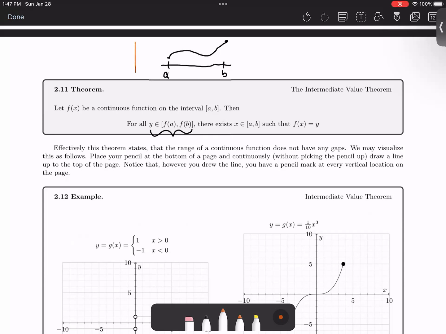Right, if this is my y-axis, then here's f of a, here's f of b. So for any y value sitting over here, there's going to be an x value in between a and b. So there's going to be some x value here such that if I map the x value underneath my function, I get that y value. Right, so you could pick this y value, and there's going to be some x value, this one, that gives you that y value. In fact, there might be several.